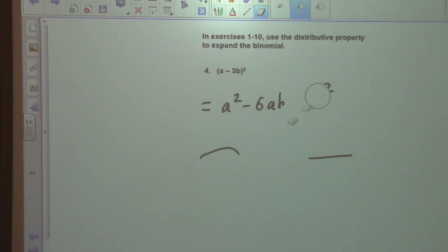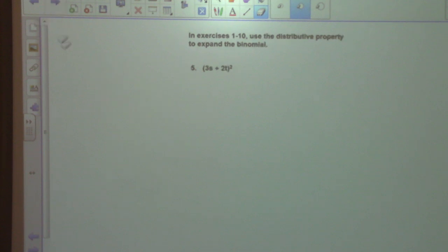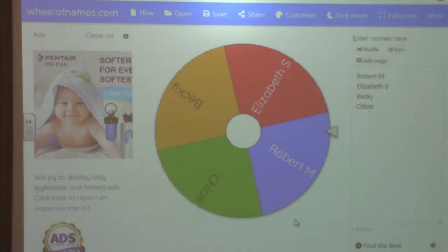Did we do this much? Do you remember doing this in Algebra 2 last year? I know we did it some, because I've been working on Algebra 2 this way. Okay, next one we have is this one right here.